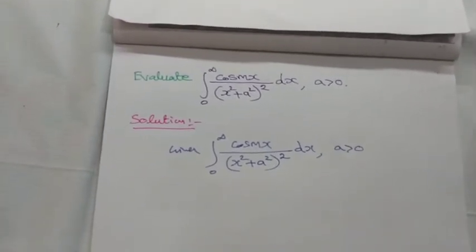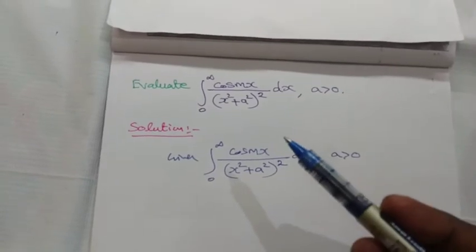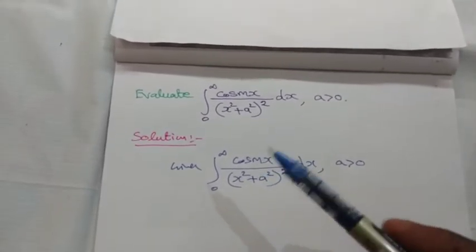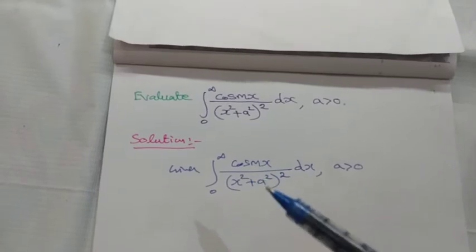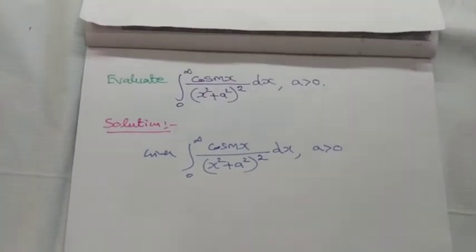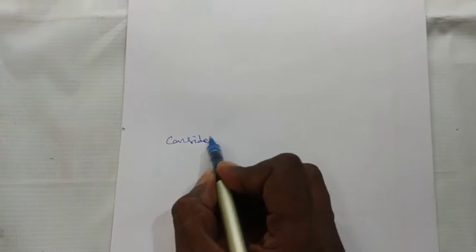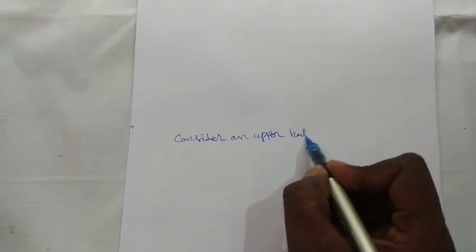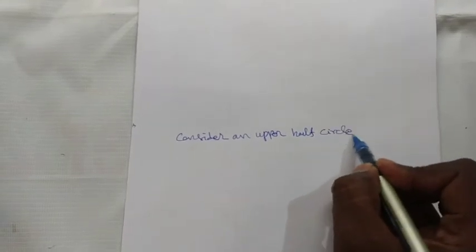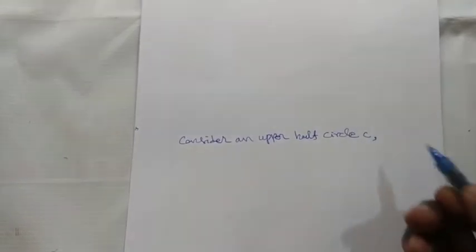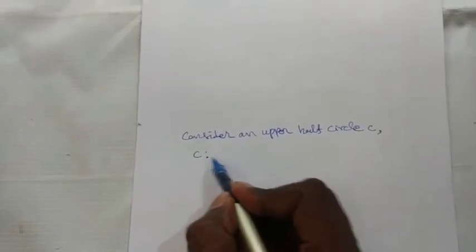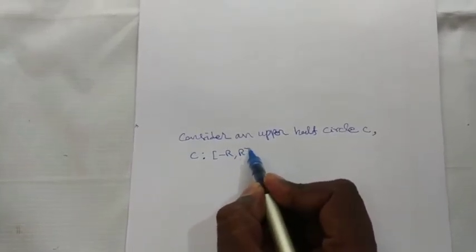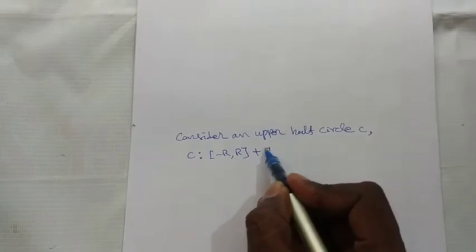The given integral has the limits 0 to infinity and the integrand has trigonometrical terms. Therefore, this is a contour integral of type 3. In this type, consider an upper half circle C such that C is minus r to plus r plus gamma.